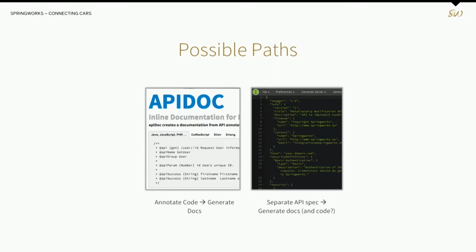Also, we didn't have any way to do proper protocol tests to see that our APIs actually work when the consumers were trying to use it. And that also led to us breaking implementations when we didn't want to. So we saw 2 possible paths ahead to fix this. One was to start annotating the code in our web server to actually use that to generate the documentation. And the other path was to break out the API spec to something different and use that to generate the documentation, but also parts of the code. And we chose the second option.